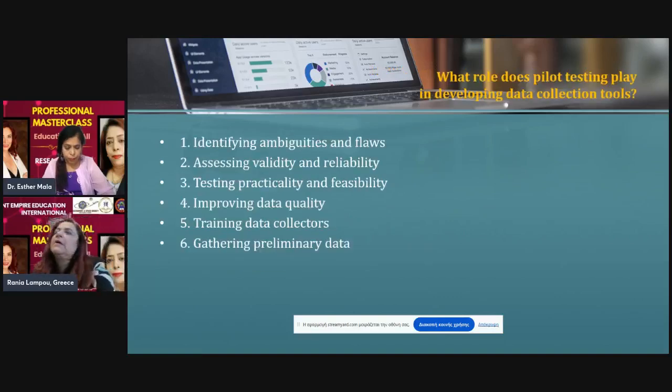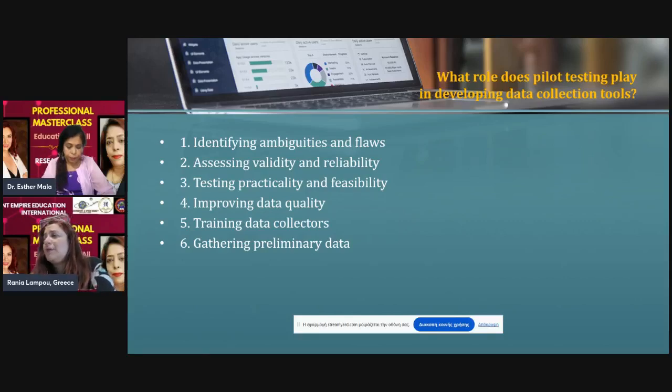Now, what role does a pilot play in developing data collection tools? Pilot testing plays a crucial role by helping to ensure the reliability, validity, and overall effectiveness before full-scale development and deployment. Why is this important? Because pilot testing reveals unclear, confusing, or misleading questions or items. It helps spot technical problems in surveys, in interviews, or software tools, and of course, it allows refinement of wording, instructions, or formatting.